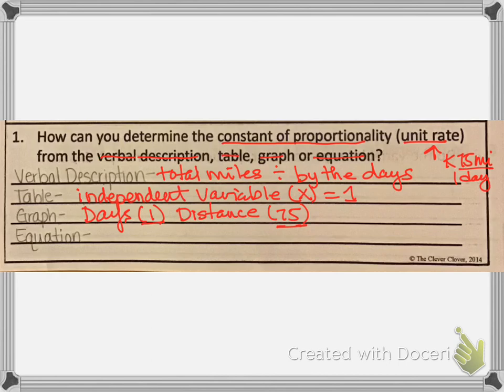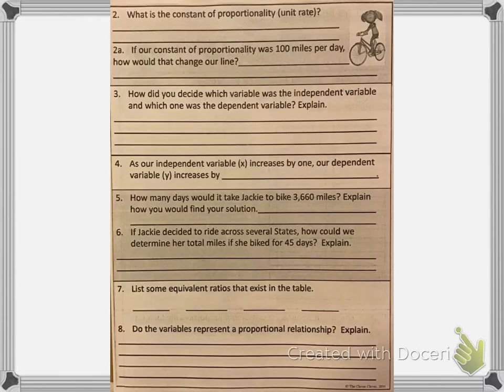And in the equation, if we look at the equation as y equals kx, it's always k. It's the number with x. So we'll see that it's y equals 75x. So we know that it has to be 75. That is the constant of proportionality, or the unit rate, 75 over 1, or 75.